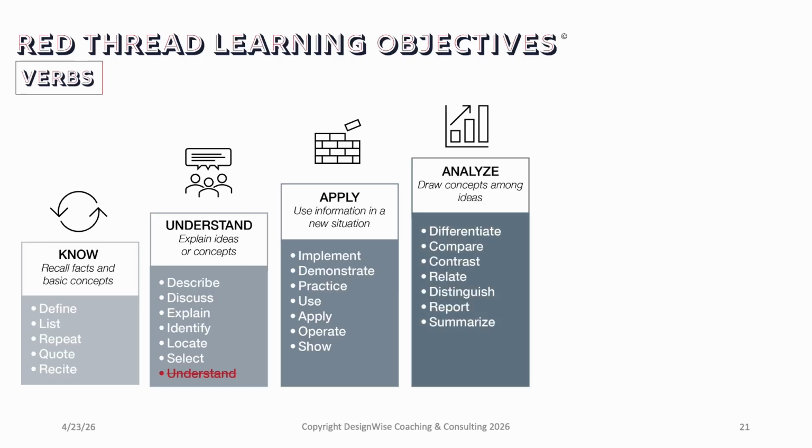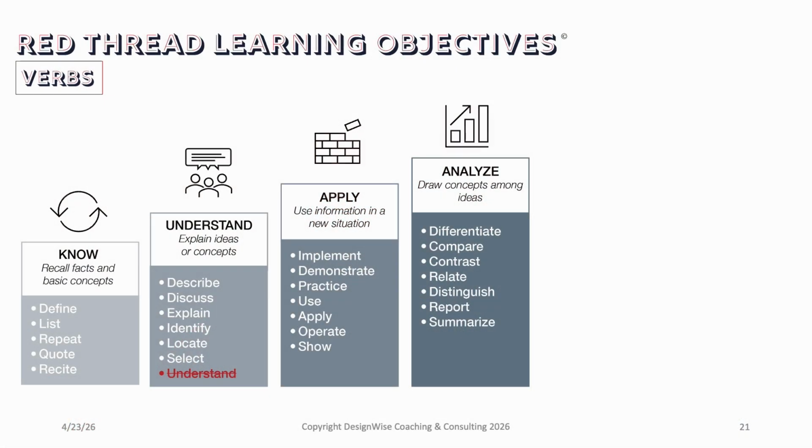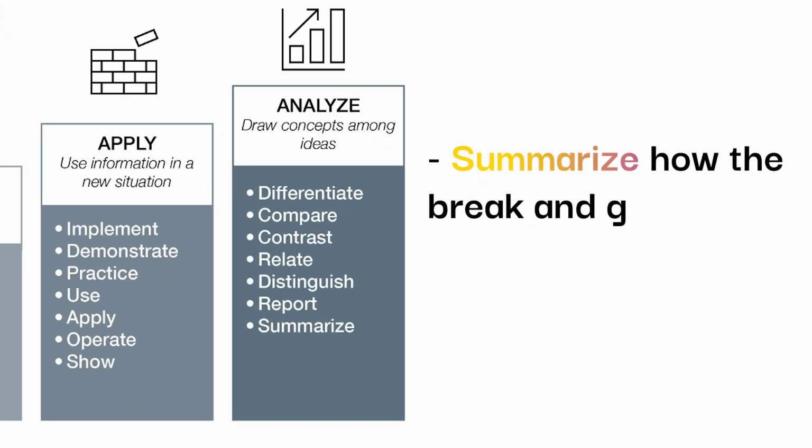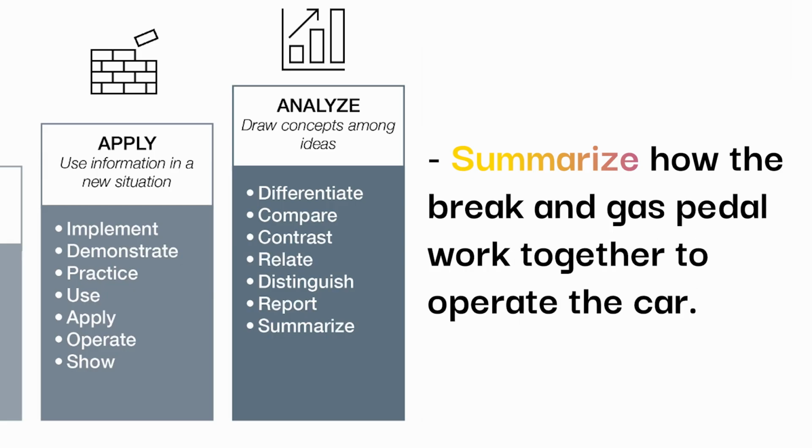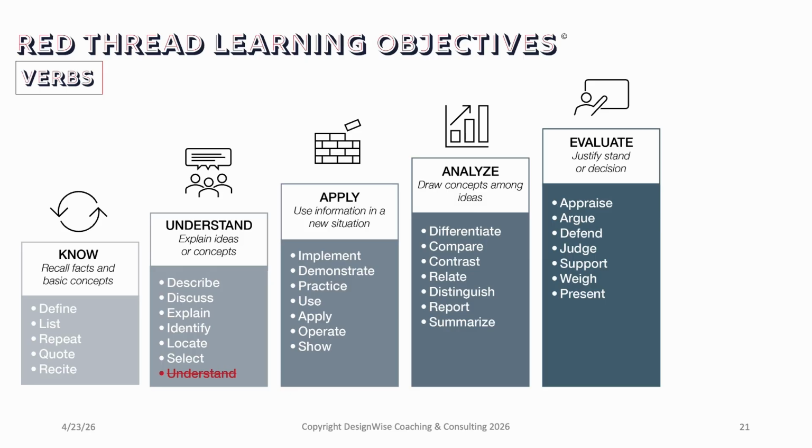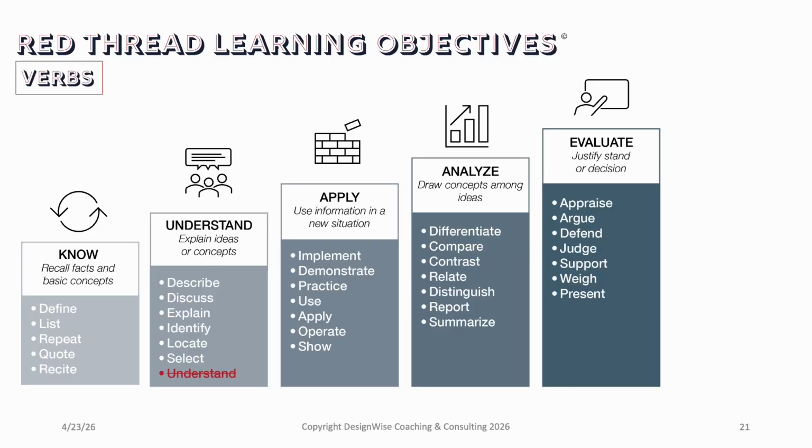Now we're going to analyze. So if I'm training somebody to design or training somebody to train, I will need to get to analysis. So differentiate, compare, contrast, relate. Then we have evaluate. So we justify our stand or decision. So now we really get it. We have done all of our research, and now I can defend to an audience why I think DISC is the best training, or why I think Crucial Conversations is the best training.